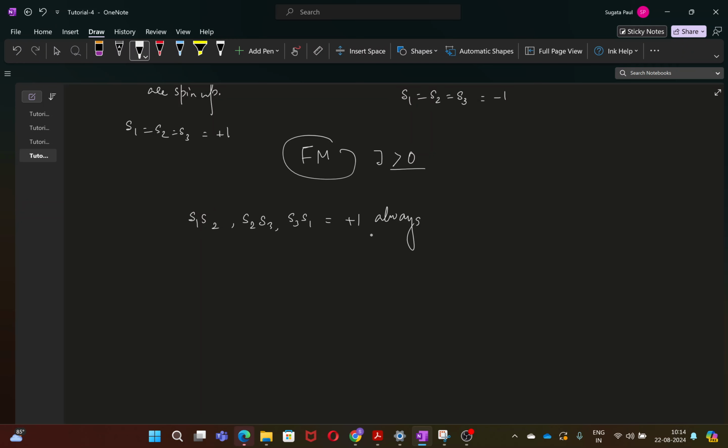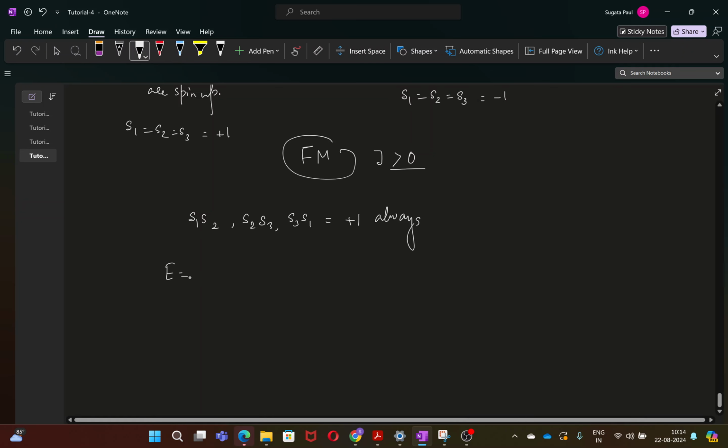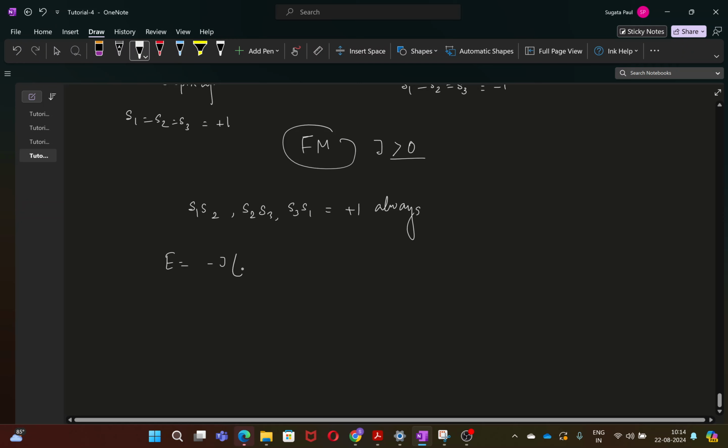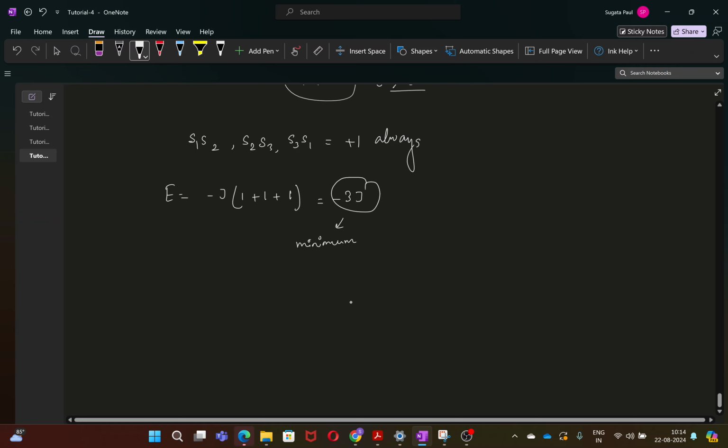And it was asked what the total energy for the system is in this configuration. According to the expression given, it is minus J times S1 S2 is plus 1, S2 S3 is plus 1, and S3 S1 is also plus 1. So this will be minus 3J. This is the total energy, and it is also the minimum energy corresponding to the ferromagnetic stable state configuration.